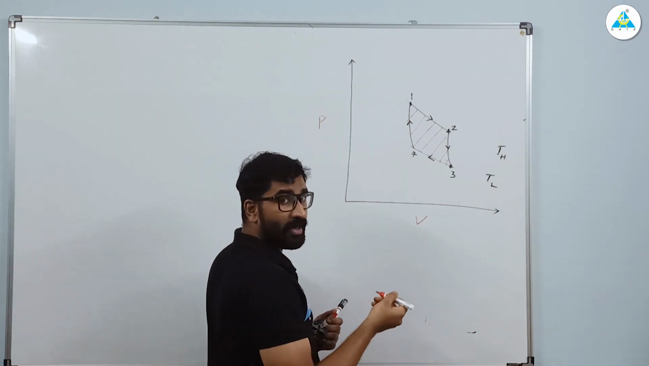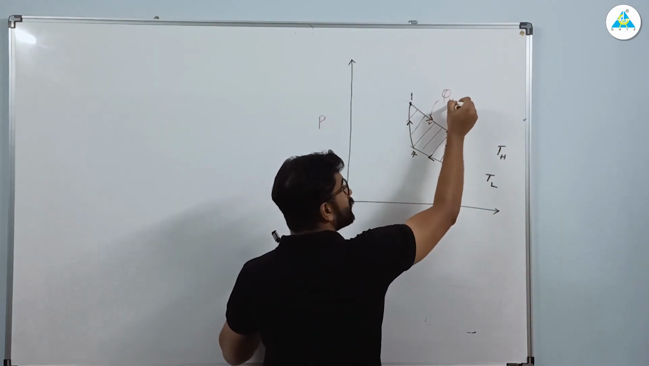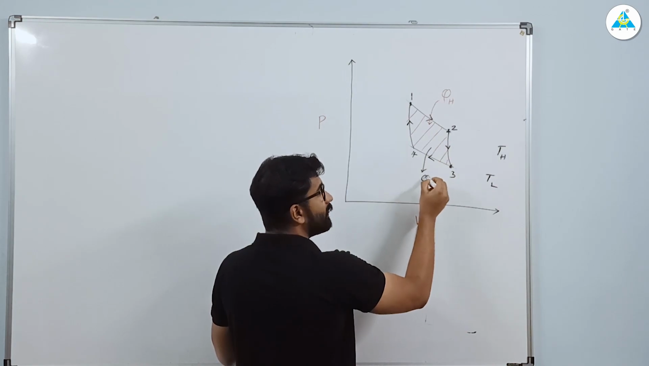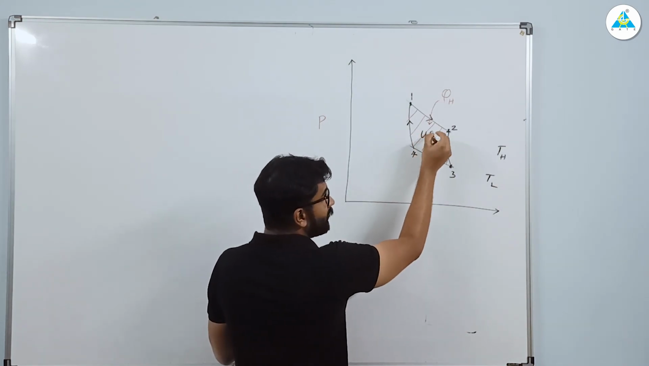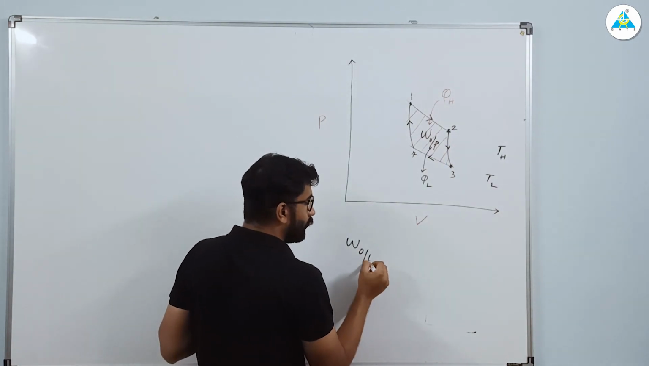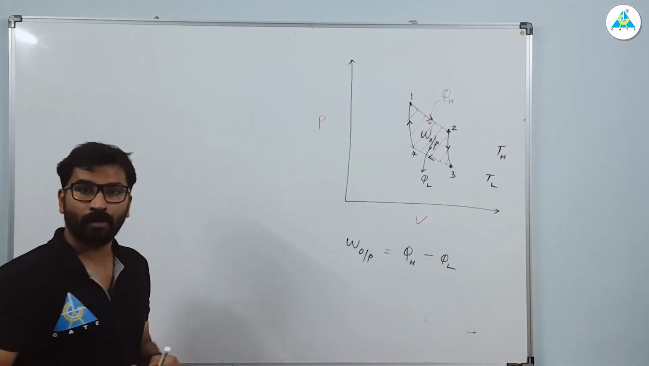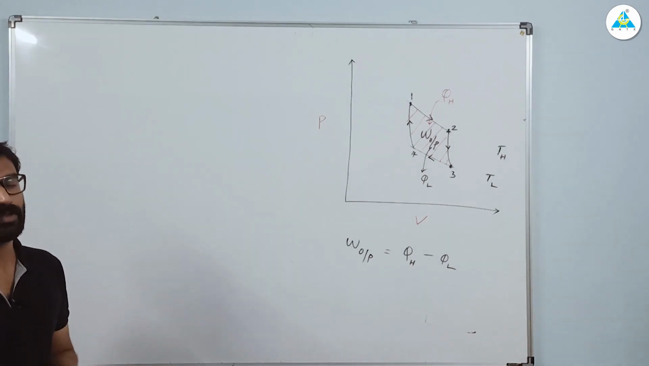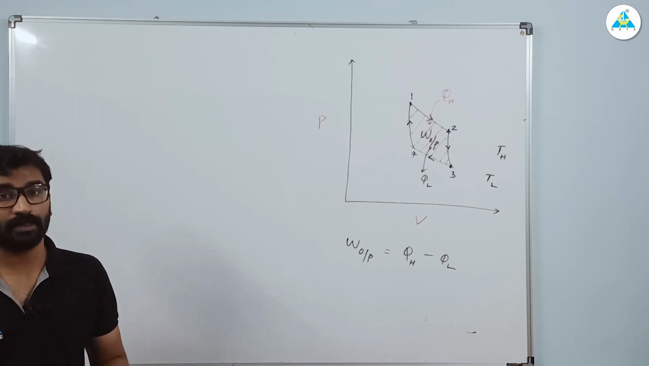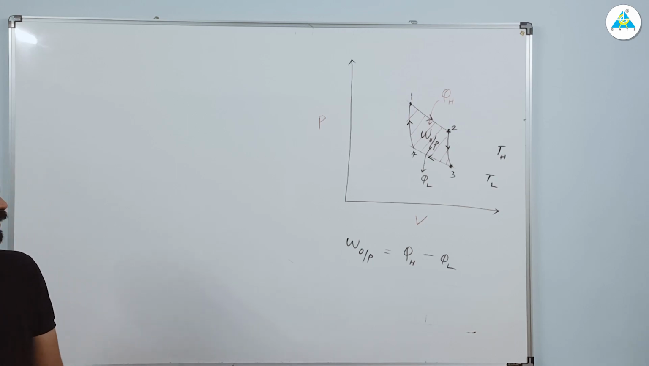Now if you remember, during expansion, you had a heat transfer QH into this particular system. During the isothermal compression, you have a heat transfer out, QL, and the area inside is your work output. So we will say the work output for a Carnot heat engine is equal to QH minus QL. These things you can understand. Clear? So the area under the Carnot cycle will give you the net work done by a cyclic device. So work output is QH minus QL.